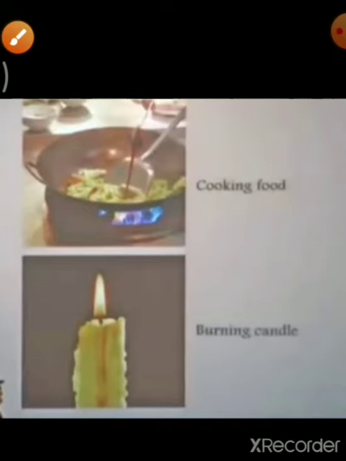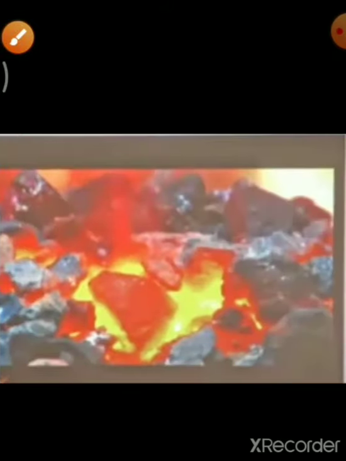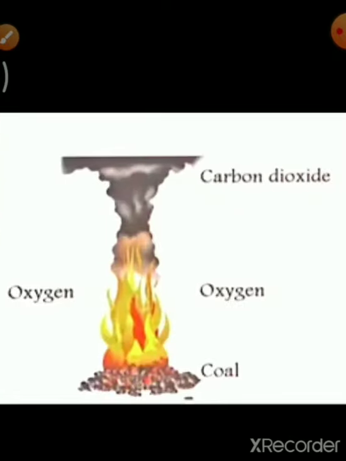In our day-to-day life, we see so many chemical reactions. For example, you are cooking your food and burning the candle. Here coal is burning. So what is happening exactly here? Your coal is burning with the help of your oxygen and it releases carbon dioxide.